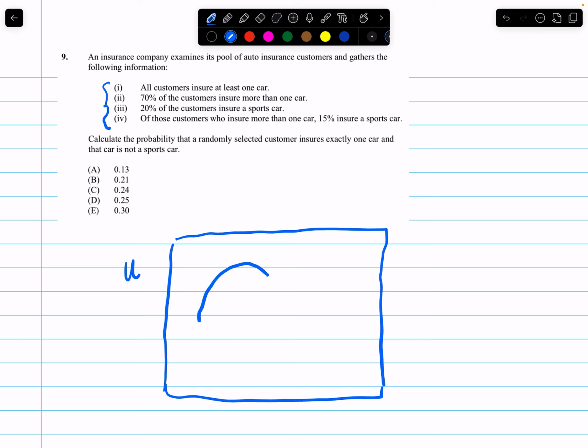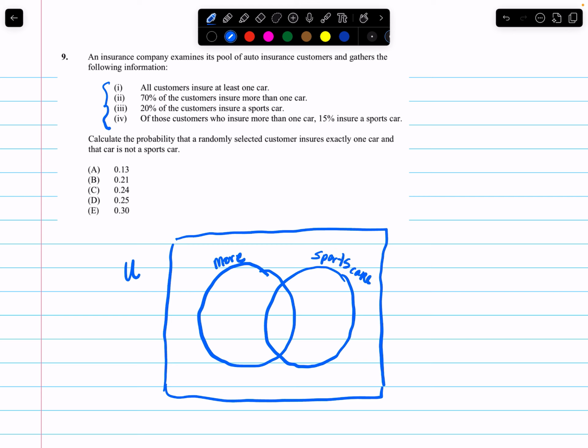Okay, so I'm going to create the following Venn diagram. First of all, you all should pause and solve it first on your own, and then come back and look for the solution. So if we say this is more than one car, then outside of that circle is exactly one car, right? Because we know anybody in the universe has insured at least one car. So either it's more than one car or it's exactly one car. All right, and then we'll say sports car is over here.